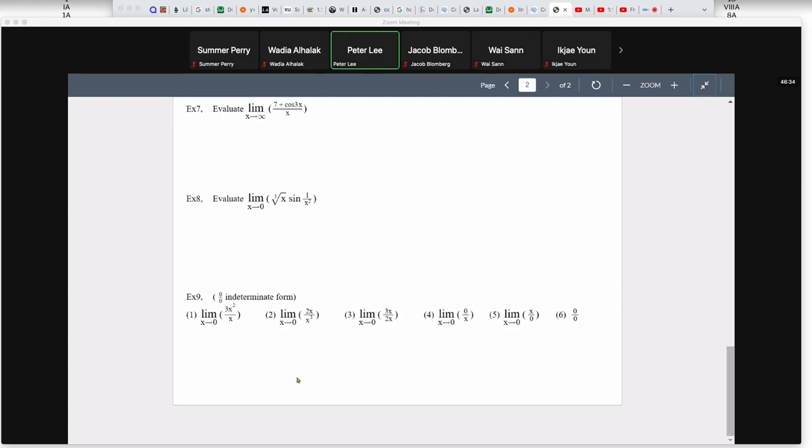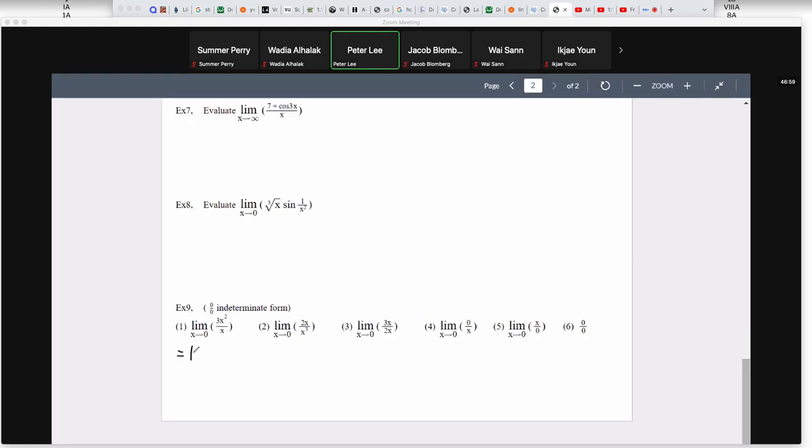How about this? Example 9, 0 over 0 indeterminate form, but this has something interesting, so let me just spend time here. All of these, number 1 through number 6, are in a 0 over 0 form. But now let's see. What is number 1? The limit of 3x squared over x as x approaches 0 is a 0 over 0 form. When you actually simplify this, what does this become?